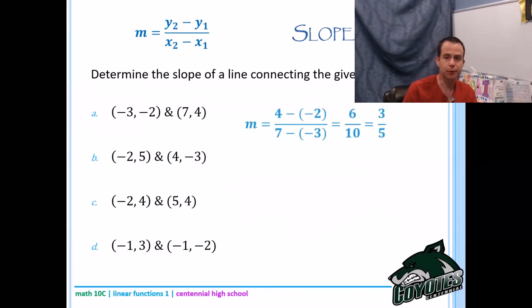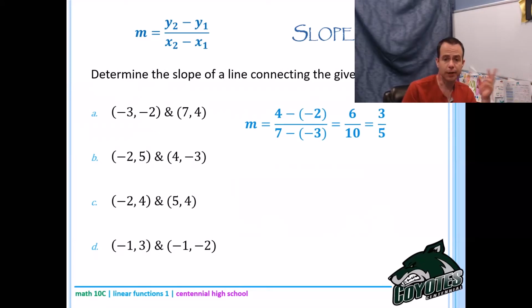Okay, so for the first one, you should have ended up going 4 minus -2, that's a change in y, over 7 minus -3, that's the change in x. So 4 minus negative 2 is 6, 7 minus negative 3 is 10. You always want to leave it as a fraction. Don't you dare write this as a decimal, okay? Leave it as a fraction, but then you do want to reduce it as well. So 6 over 10 would reduce to 3 over 5. So this guy is the slope of 3 over 5. Pause me and try the next one.